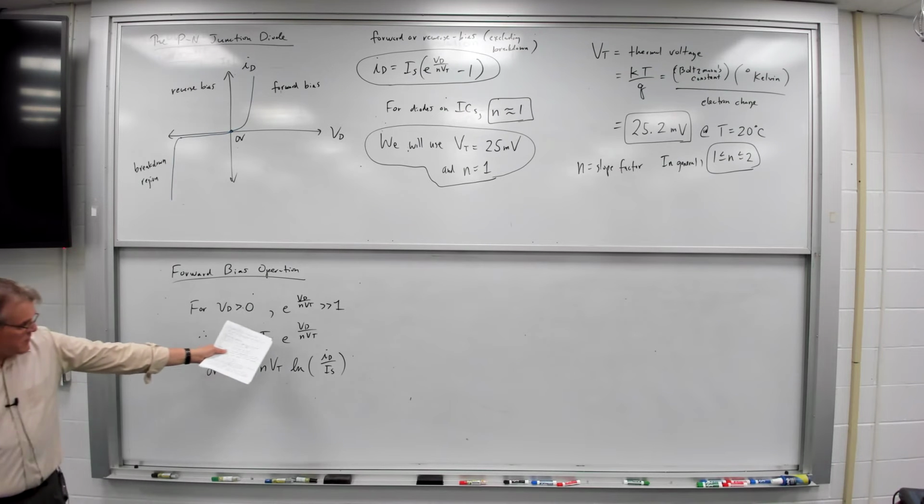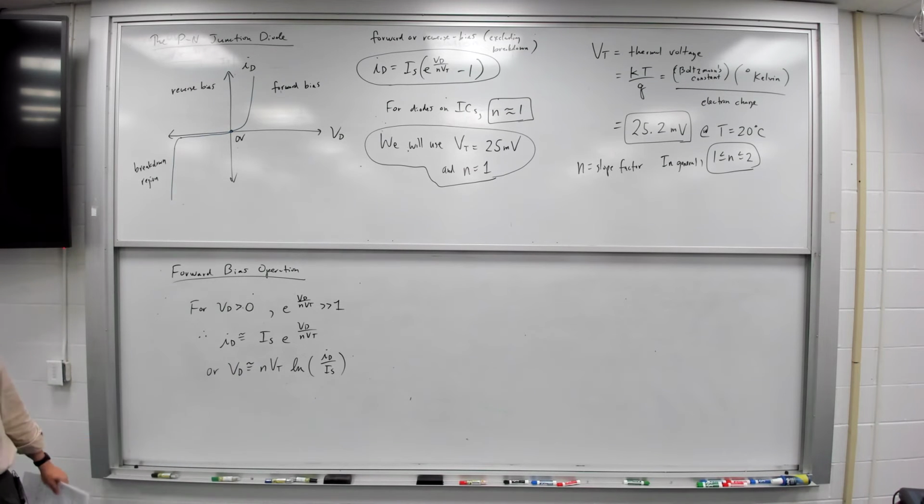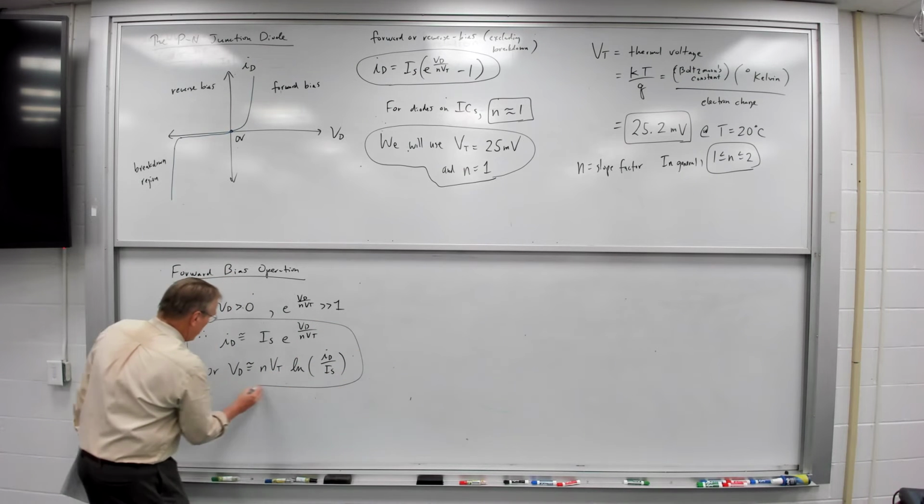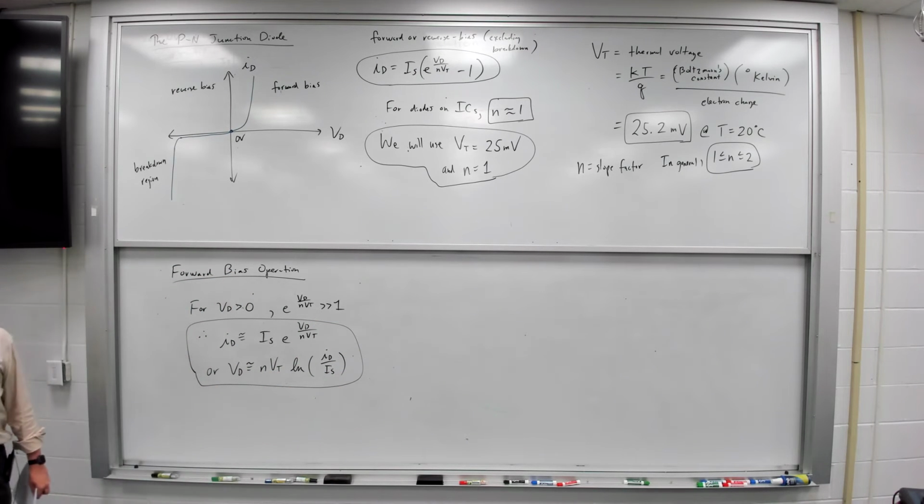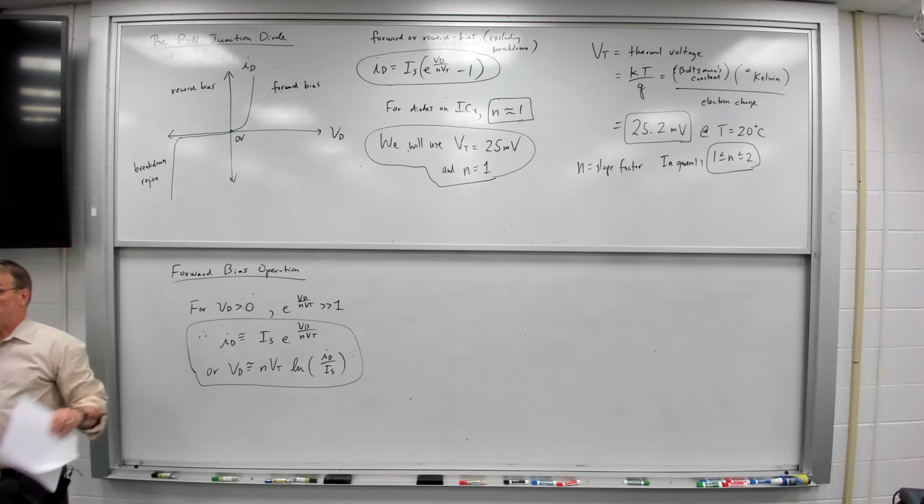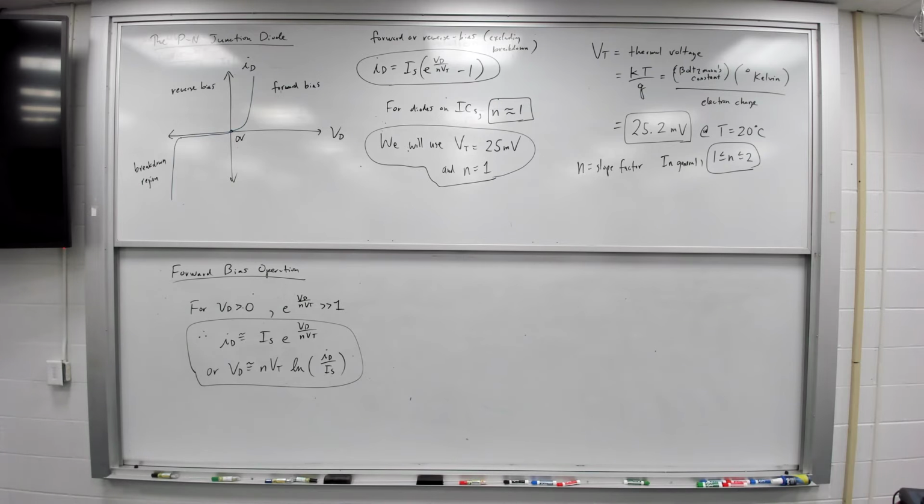And once I've rewritten it this way, I can take the natural log of both sides of the equation and rewrite it in terms of the voltage across the diode. So it's an approximation, but it's a really good one because very, very quickly that exponential term becomes much greater than 1. It only takes a few tens of millivolts, and it's much, much bigger.